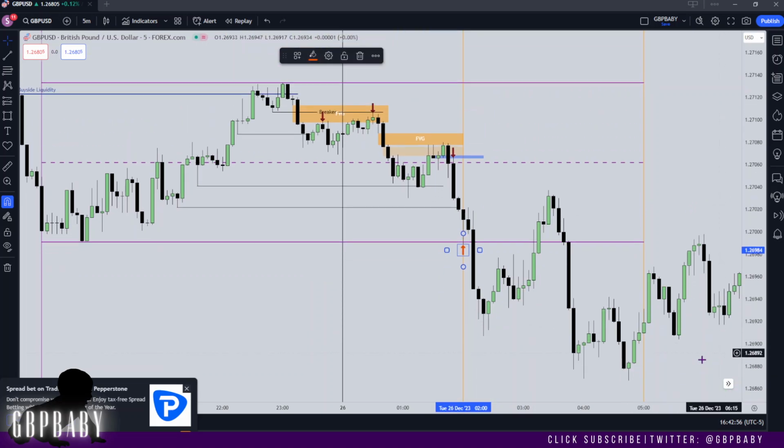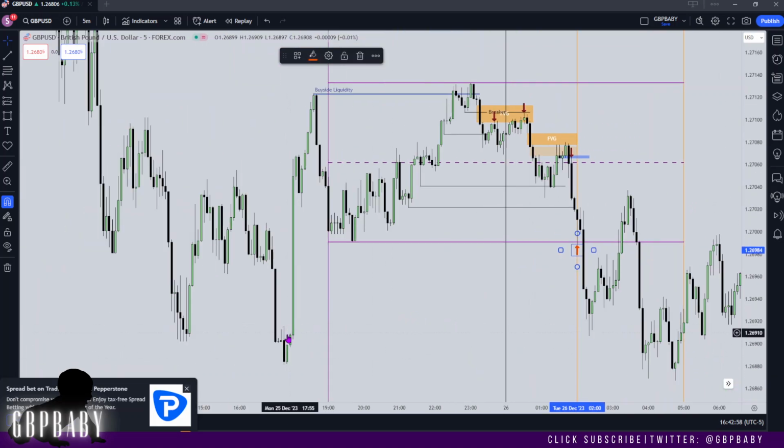But you can see we do dig deeper and trade down into this bullish order block. Like so. So we can just write bullish order block here.